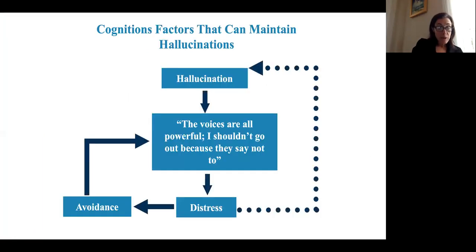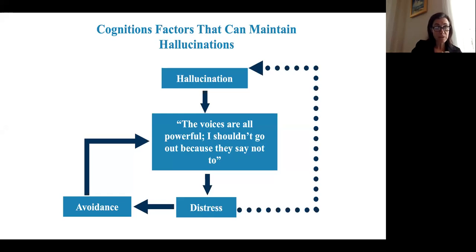So here's an example of a diagram you would draw with a client, or even a thought record. The person hears a voice, right? The idea is that voices trigger all kinds of appraisals in response to the voices, and that's a whole domain to work on. So I hear a voice. I think to myself, if I'm Charlotte, for example, the voices are powerful. I shouldn't go out because they say not to. I'm distressed. I avoid. The avoidance builds on itself, like we know avoidance does, and magnifies the distress over time, but it works to short circuit this distress in the short term.